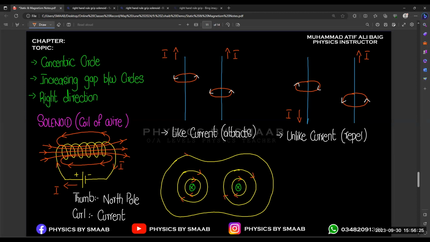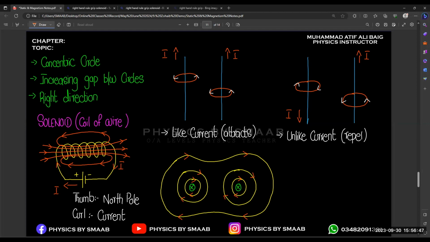And simply mark these lines on the upper field lines like this. So this will be the direction of the field lines when two conductors are close to each other, because in your exam they used to ask about it.